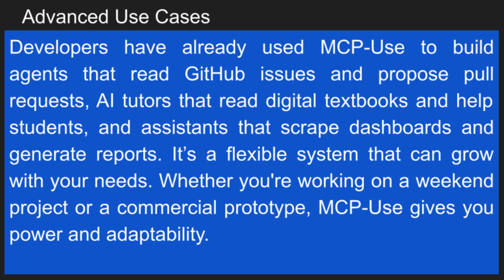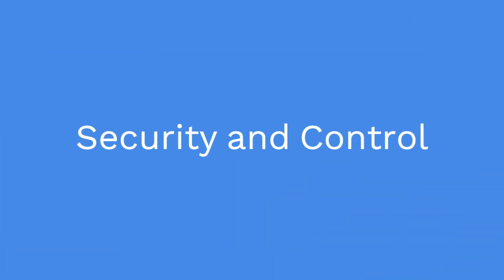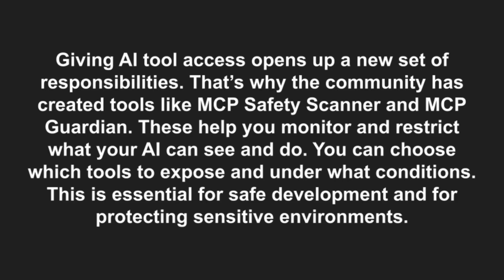Of course, with great power comes great responsibility. Giving AI access to tools means you also need to think about safety. What if a prompt tricks the AI into doing something dangerous? What if a malicious tool gets listed on a server? These are real concerns, and the AI research world is paying attention. That's why projects like MCP Safety Scanner and MCP Guardian have appeared. These tools work alongside MCP Use to audit and secure your agents. They can scan what tools are exposed, monitor what your AI is doing, and help you define limits so nothing gets rogue.